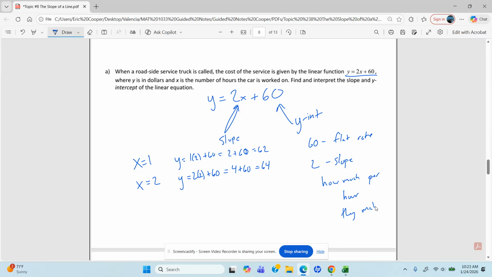So if they work 0 hours, they're going to make $60 regardless. And every hour after that, they're going to make $2 more.